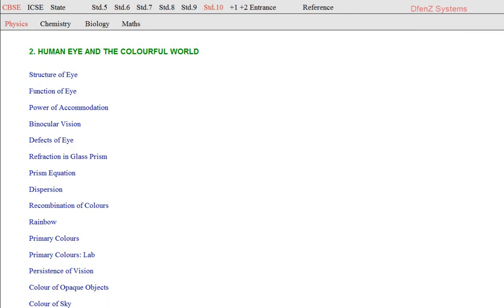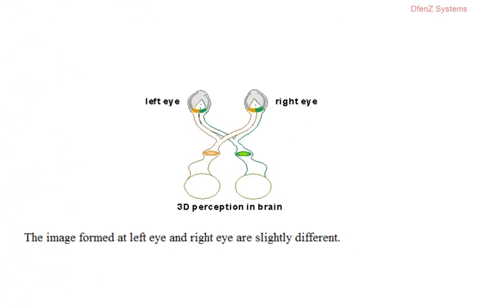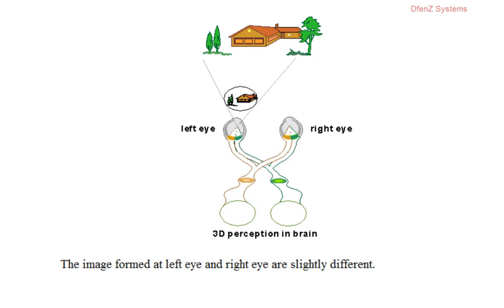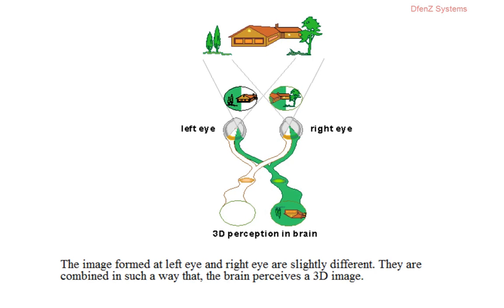Let's take binocular vision. The images on left and right eyes are slightly different. From this difference, our brain perceives a 3D image. So, this difference is used for 3D perception in the brain. This is called binocular vision.